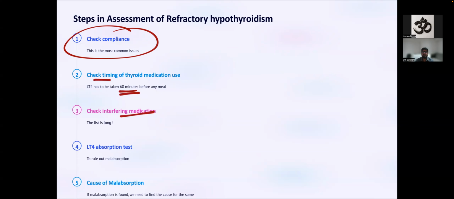Check for interfering medication. Very important point, right? Again, the list is long. We'll discuss this. If all these things, steps 1 to 3, are ruled out, you need to check for levothyroxine absorption. And then finally, if you find there is an absorption abnormality, you need to look at the cause of the malabsorption, right? So these are the steps of assessment of a patient with refractory hypothyroidism, right?